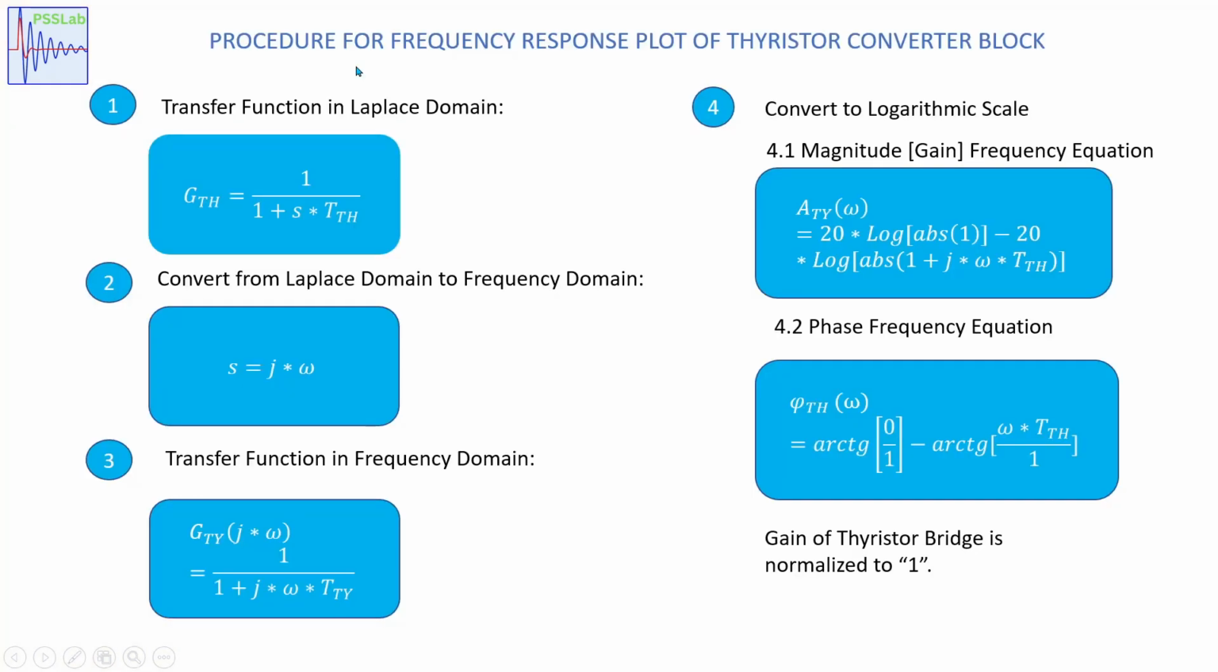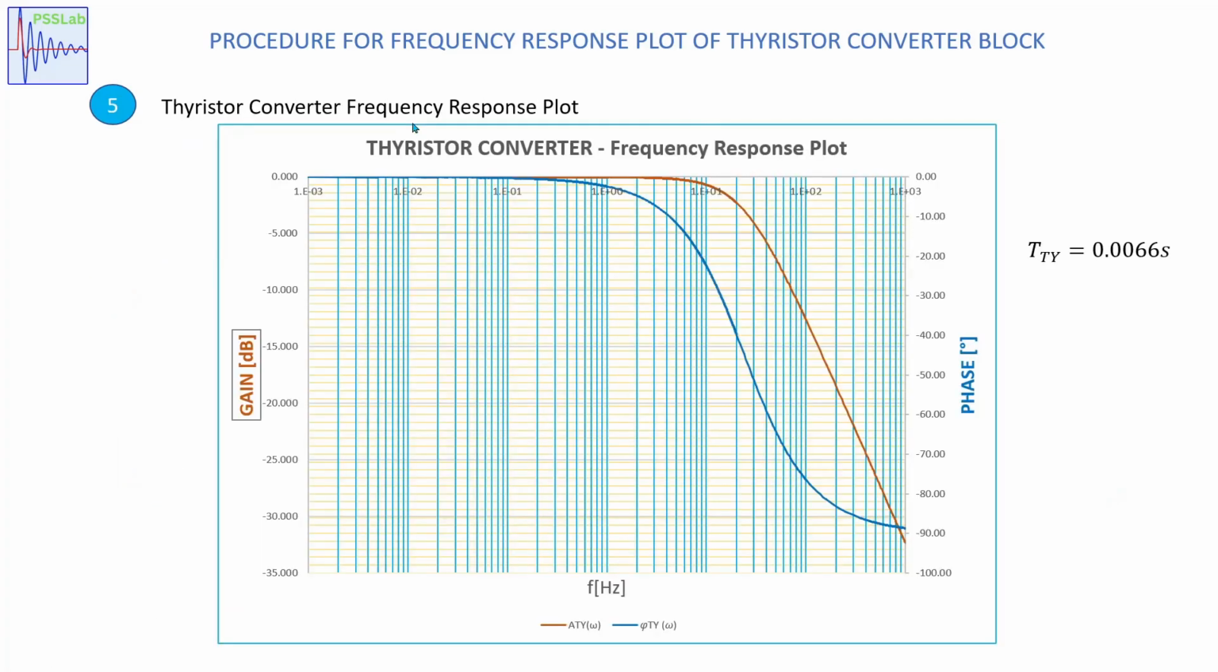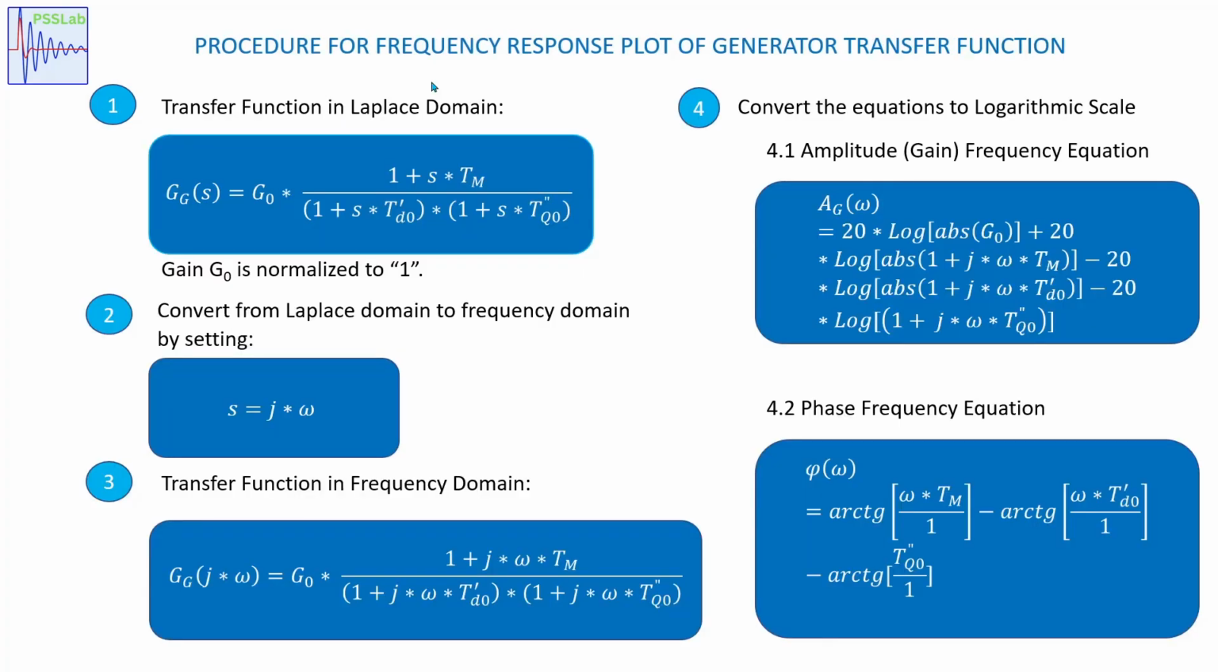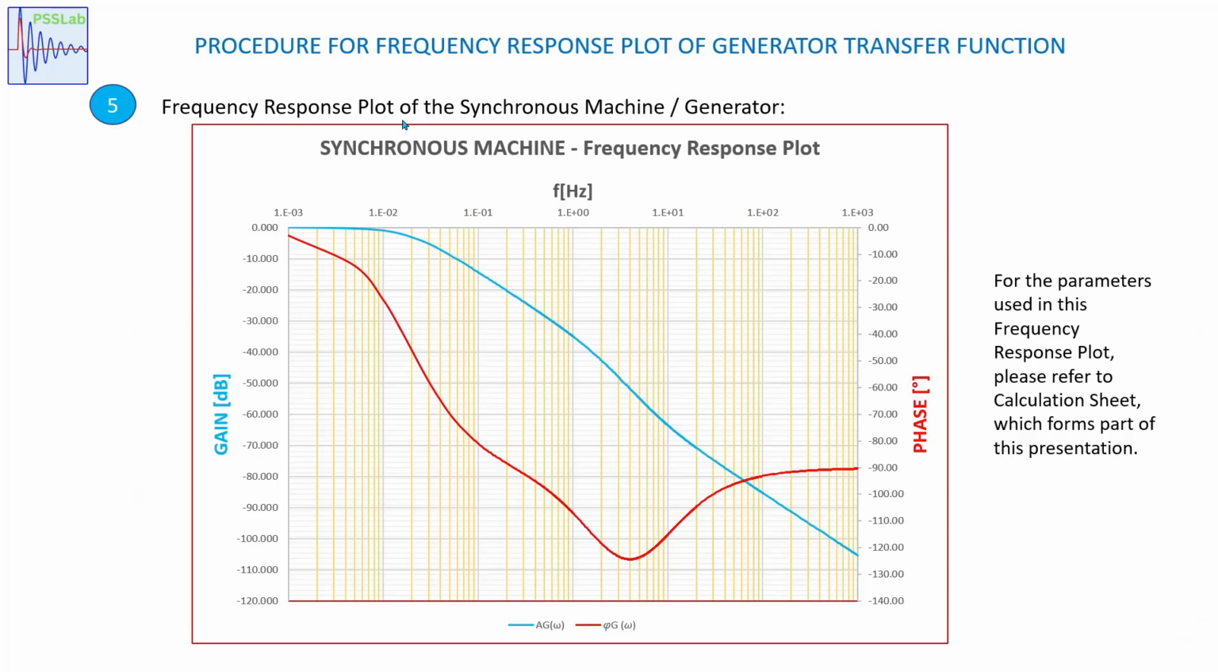In similar fashion to the PI block, here we have the procedure for the thyristor converter block and its frequency response plot. You can pause this video to look more in detail at this block and the next blocks, including the procedure for the generator transfer function block and its frequency response plot. For the parameters used in this frequency response plot, please refer to the calculation sheet, which forms part of this presentation. As I mentioned before, it can be sent to you upon request.